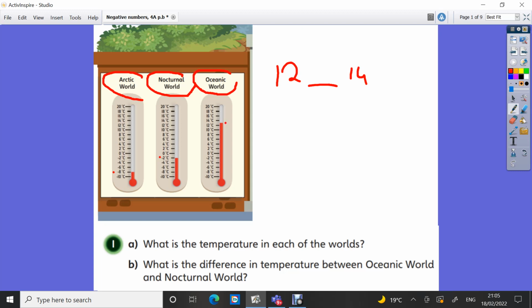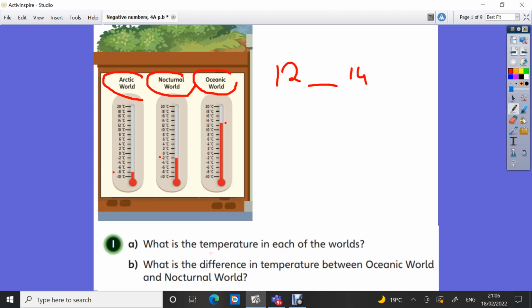So, question number 1A says, what is the temperature in each of the worlds? We have to write the name, Arctic world, temperature. We have to look at the temperature, read it and then write the answer. In Arctic world, it's -8. On nocturnal world, it's -2. And in oceanic world, it's between 12 and 14.